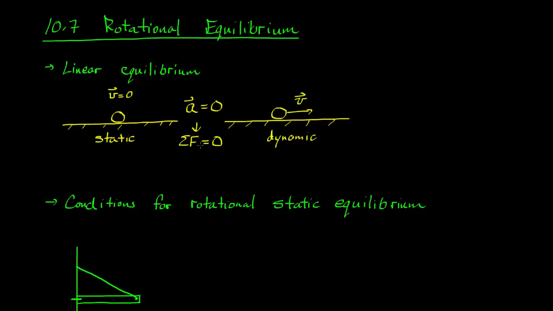This is for 1D, but it works for 2D as well, because we can split this up. We would say the net force in the x direction equals zero, and the net force in the y direction is also equal to zero. So this is actually going to be our first condition for rotational equilibrium.